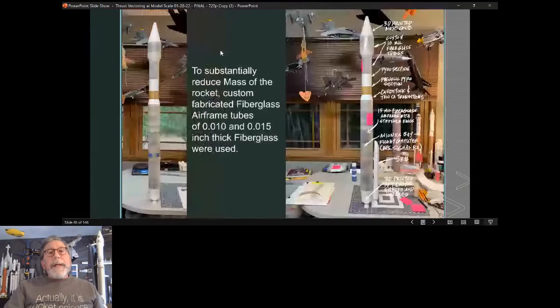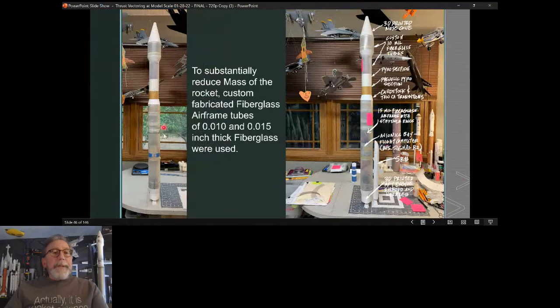So here is the rocket under construction. And I didn't use black fiberglass on that one. I used clear sheet. But the bottom section is made out of 15 mil fiberglass sheet. The upper section is 10 mil. Some of it has a little bit more durable phenolic tubing because the pyro section is right here, and I didn't want to blow up the 10 mil section.